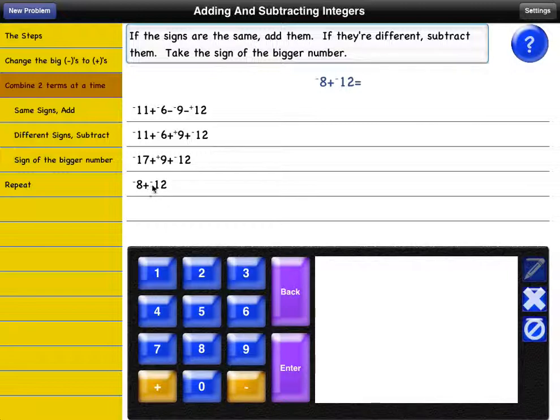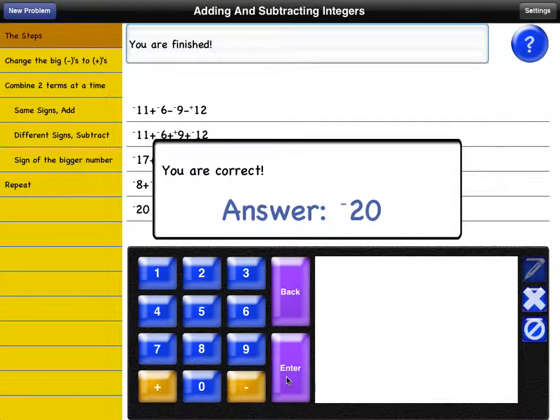And you're going to do it one last time. You have negative 8 plus negative 12. The signs are both negative, so they're the same. So I'm going to add those two numbers together. 8 and 12 make 20. And I want the sign of the bigger number, which is negative. So my final answer is going to be negative 20. And you notice we did everything right, so we are done.